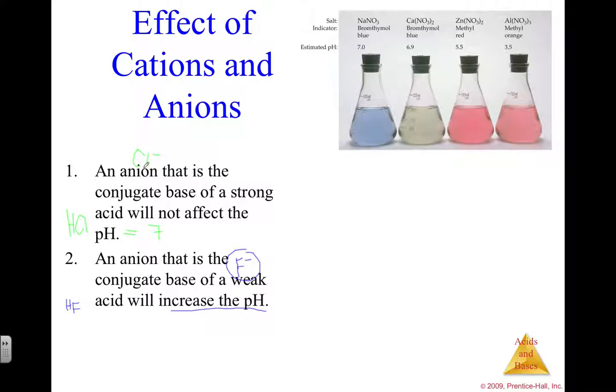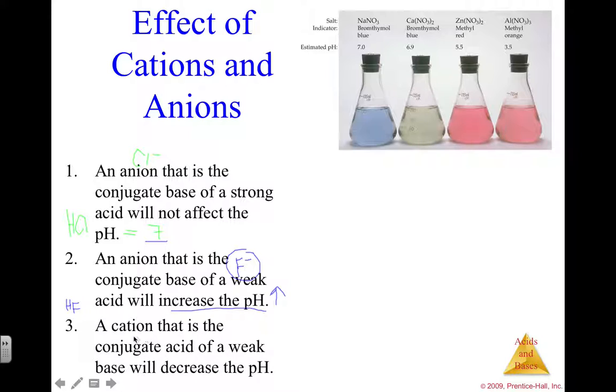So we have 2 points here. They're both anions. If it's the conjugate base of a strong acid, the pH is going to remain the same at 7. If the anion is the conjugate base of a weak acid, it's going to increase the pH because that anion is indeed a base, a weak base.